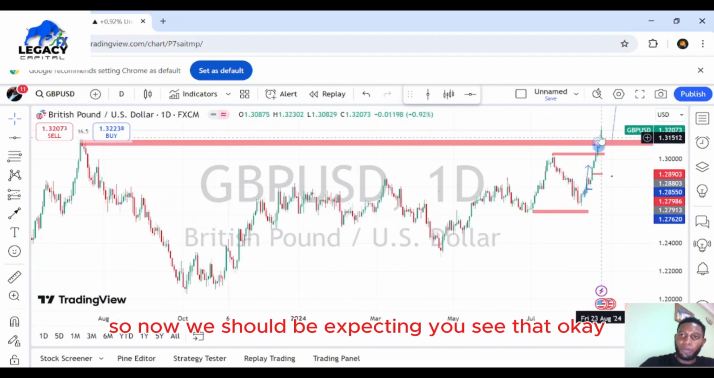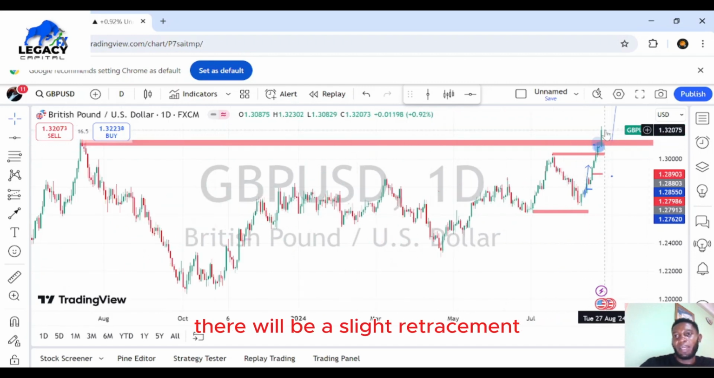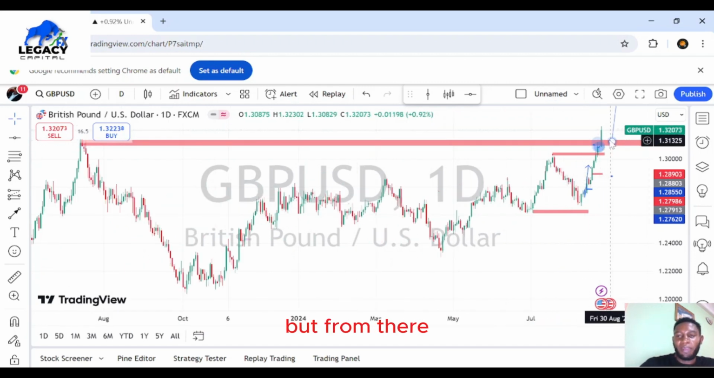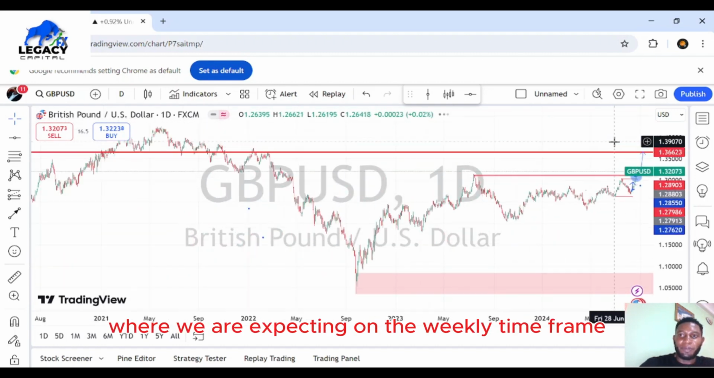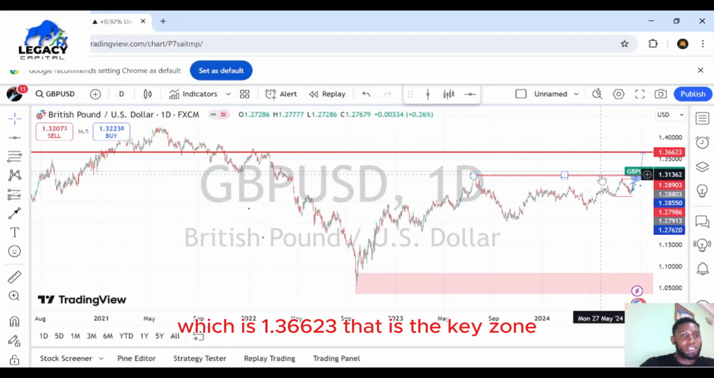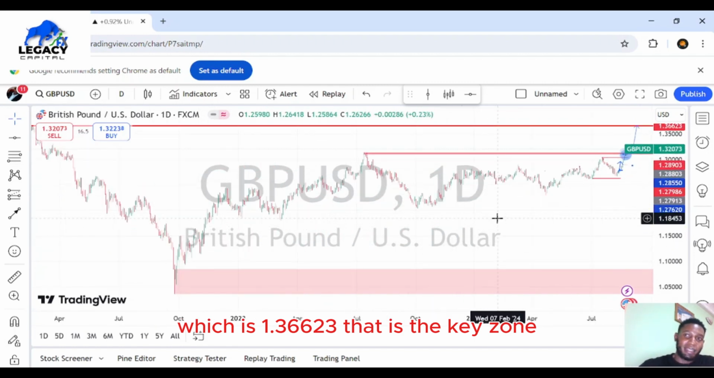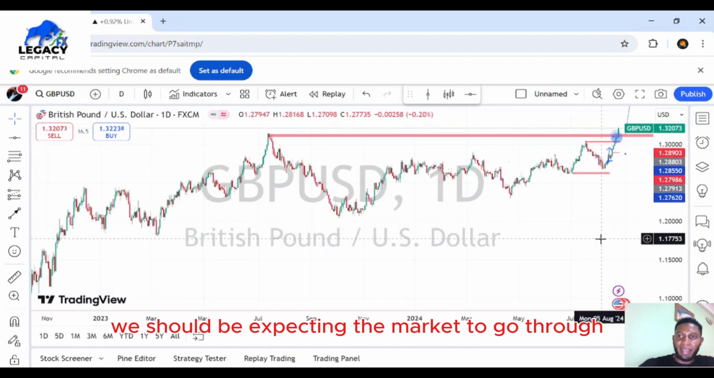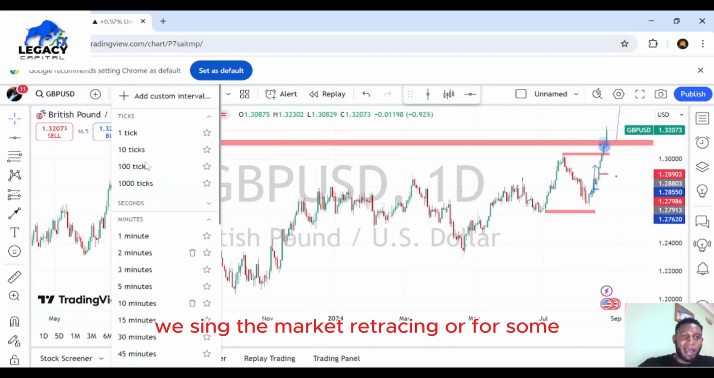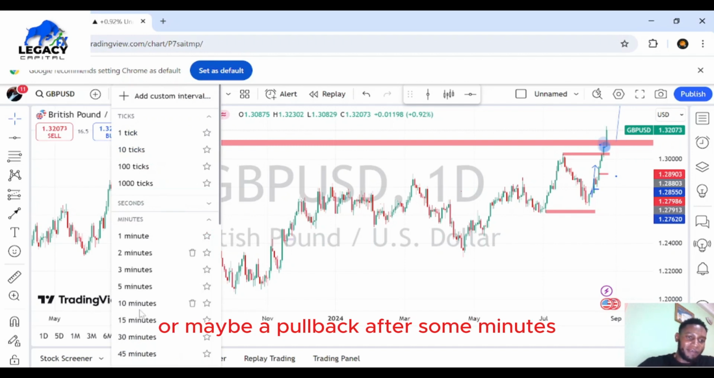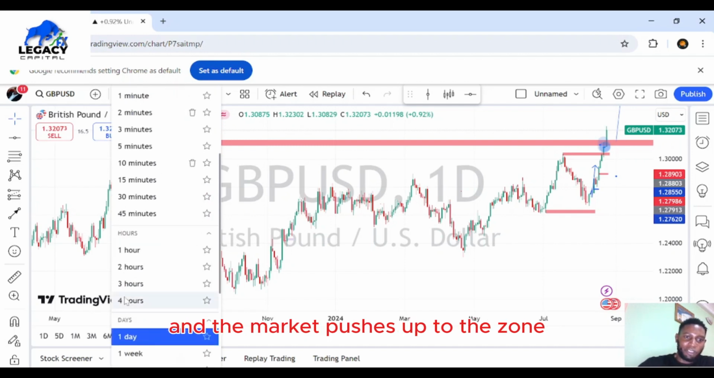So now we should be expecting that there will be a slight retracement, but from there momentum will build up to push up to the zone where we are expecting on the weekly time frame, which is 1.36623. That is the key zone we should be expecting the market to go through. So what we should be focusing on next week is seeing the market retracing, or maybe a pullback, and the market pushes up to the zone.